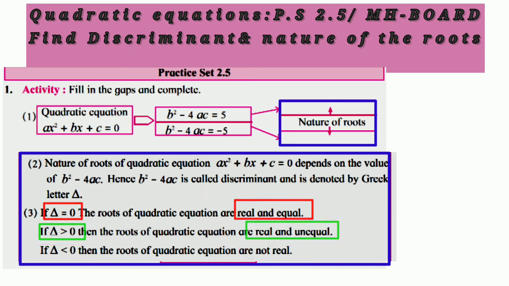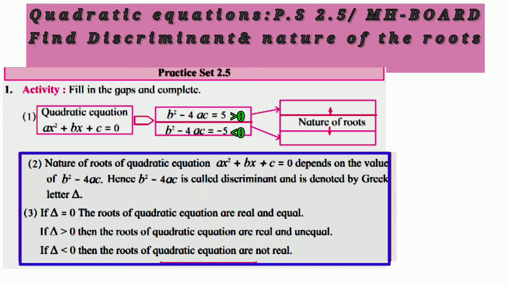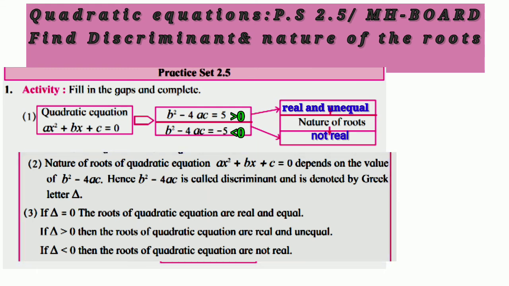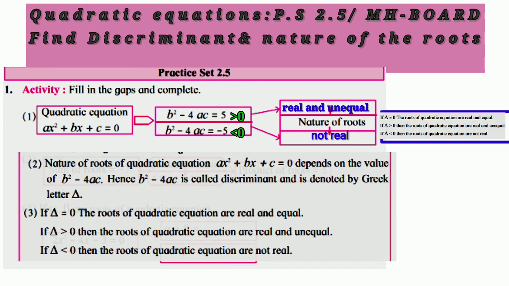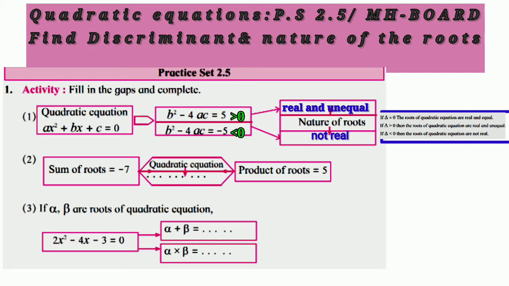The values of b square minus 4ac given here are 5, which is greater than 0, and minus 5, which is less than 0. So the nature of roots for the first one, 5 greater than 0, is real and unequal. And the nature of roots for minus 5, which is less than 0, is not real. So depending upon the value of b square minus 4ac, or delta or discriminant, we can say whether roots are real, equal, unequal or not real.